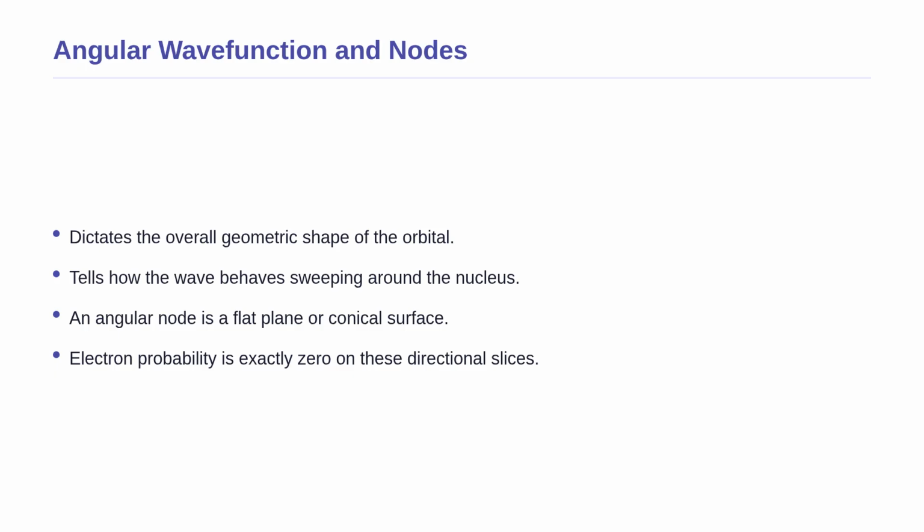Unlike radial nodes, which are hollow spheres, an angular node is a flat plane or a conical surface passing directly through the nucleus, where the wave function equals 0. These directional slices carve the spherical space into the distinct orbital shapes we see in chemistry.